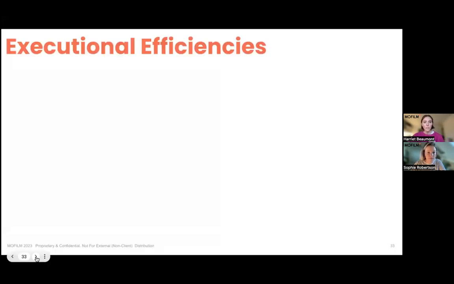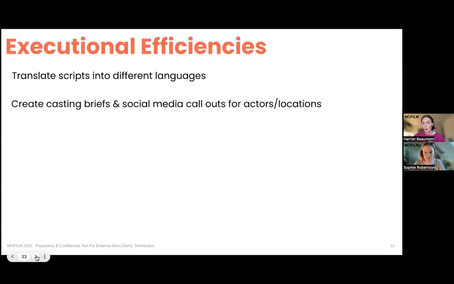So you can use ChatGPT to translate scripts into different languages. Absolutely wonderful, but you need to make sure that you get that checked, of course. You can create casting briefs based off of your script idea and social media callouts for actors or locations. I mean, the social media callouts that it can write include emojis. You can then take that and add your own tone of voice to it, but they are really, really good and a great way to save time in coming up with those things.